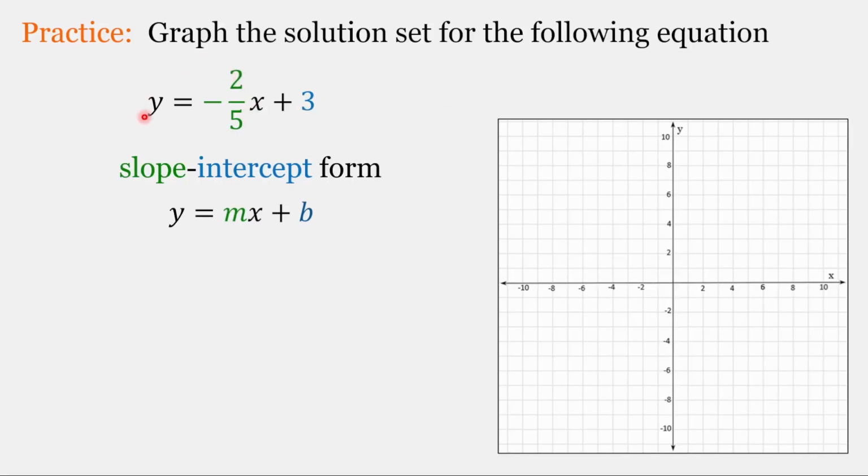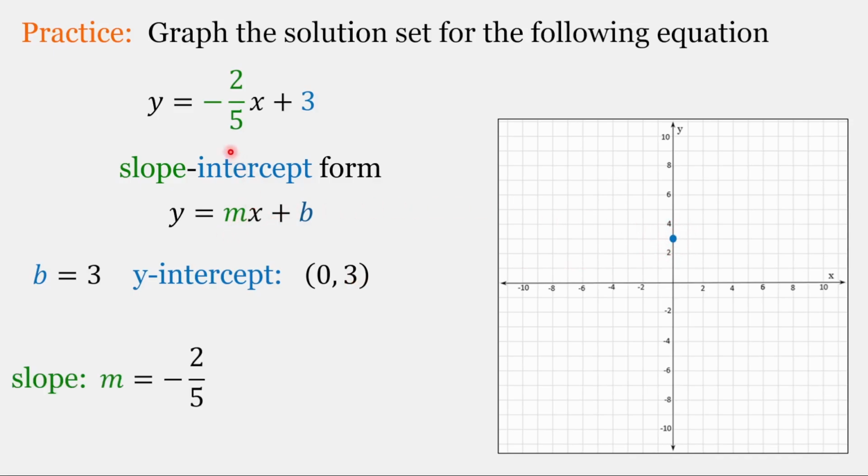So we're given an equation, and in this case our equation is in the slope-intercept form. So looking at the equation, we can find that y-intercept. It has a y-intercept of 3, so the ordered pair 0, 3 is included on the graph of this line. We can also find the slope. The slope of the line is negative 2/5.